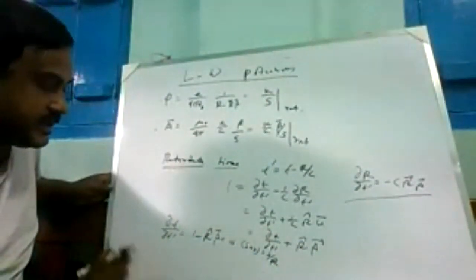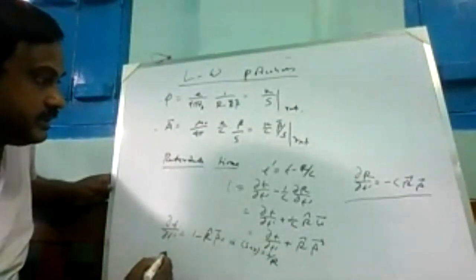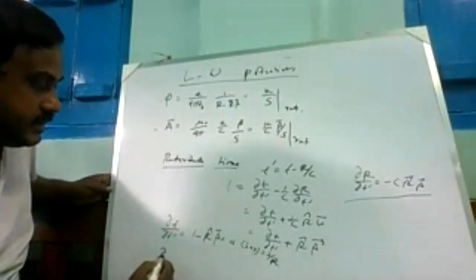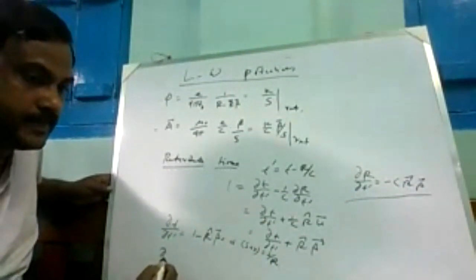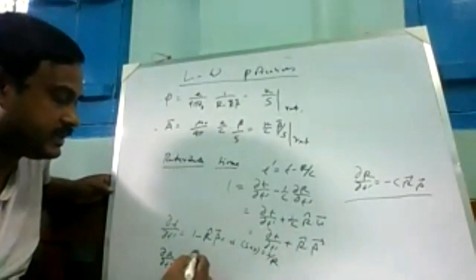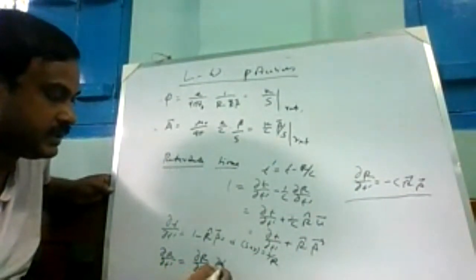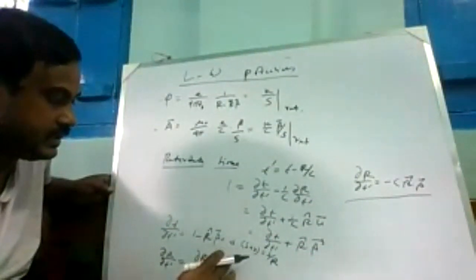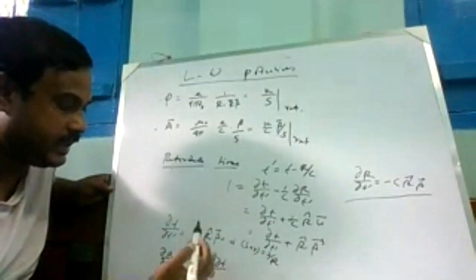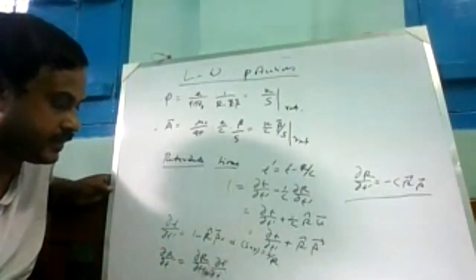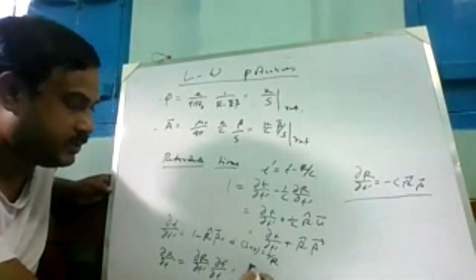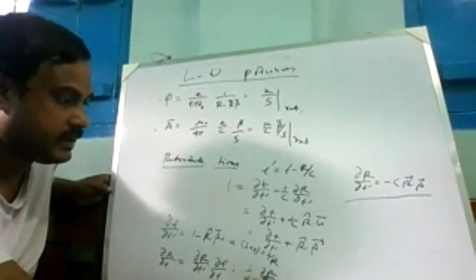Now we want to change the differential. From the first relation, we have the relationship del R del T dash can be written as del R del T into del T dash by del T. Now del T dash by del T is nothing but 1 by D. So this will be equal to 1 by D del R del T dash.